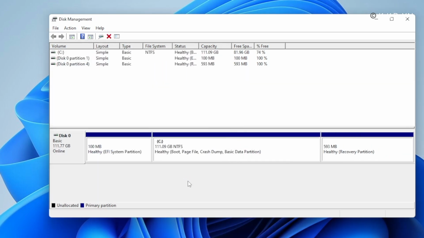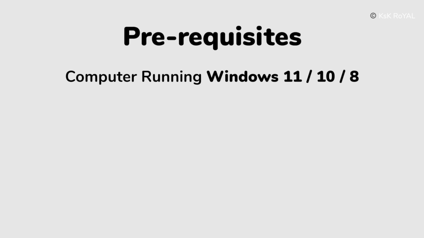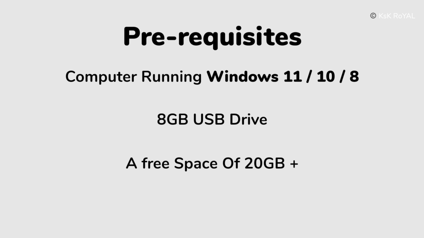Now, the requirements of this video: you need Windows 11 or Windows 10 running on your PC or laptop. Next, you need an 8 gigs or higher USB drive to create a bootable disk with Kali Linux. And lastly, you need to reserve a free space of 20 gigabytes or higher from your drive.